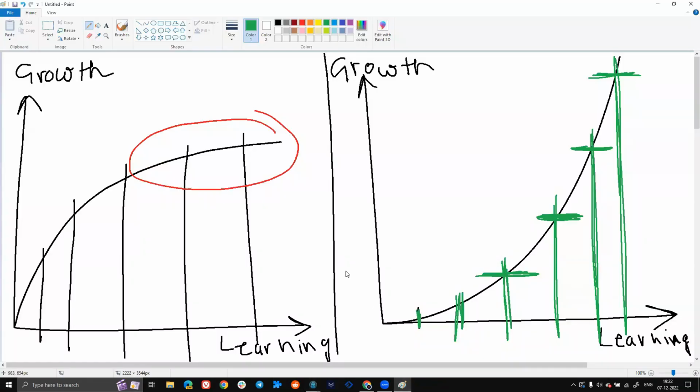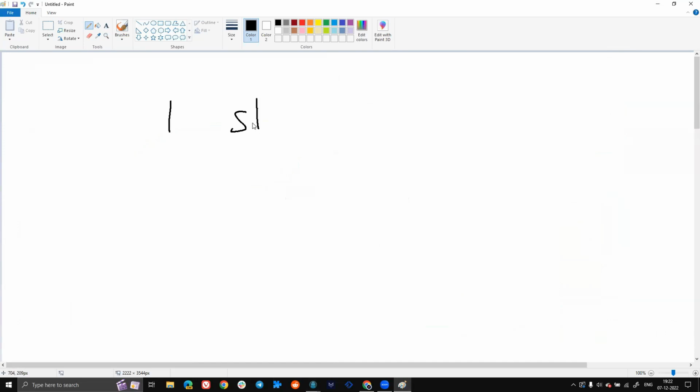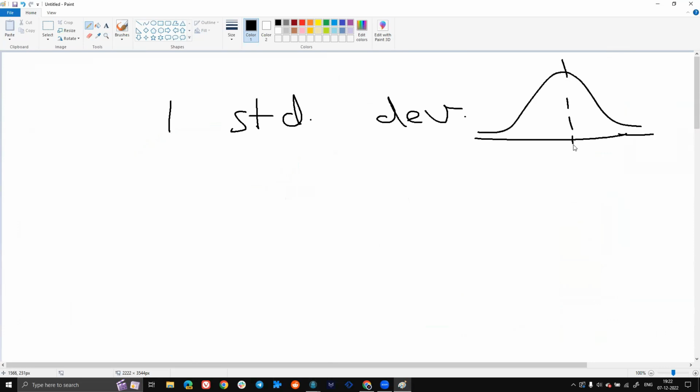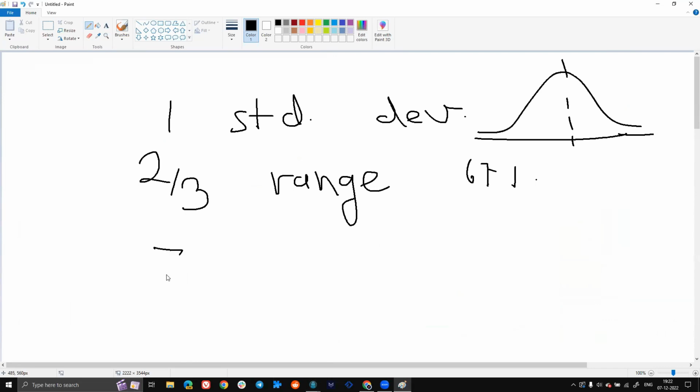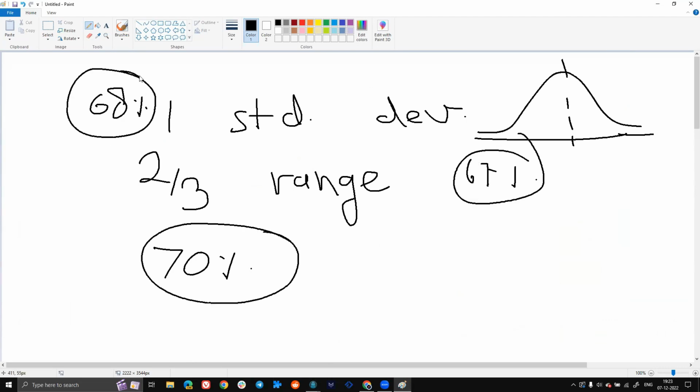There are 3 definitions that are used. One definition is 1 standard deviation from this normal distribution, the bell curve. So those of you who are from a statistical background know what they're talking about. In some text, 2/3 of range is written, that means roughly 67%. And in some text, 70% is written, and this is also roughly 68%. So these three values are so close, it's not even worth arguing which one is correct. So we'll take any of them.